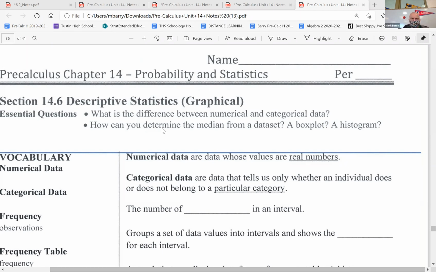Cool. All right, so let's go through this last section then. So 14.6 is descriptive statistics, which is actually the same as last section, except this is graphical, whereas that was numerical. Okay, so we're going to be looking at a lot of graphs today.